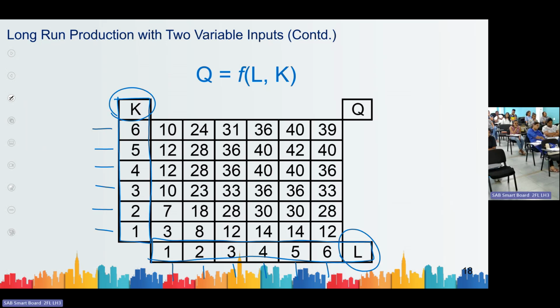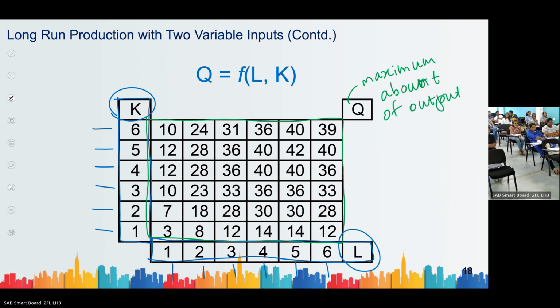And these values are the maximum amount of output that this firm can produce with these combinations of labor and capital, by combining different capital and labor units.